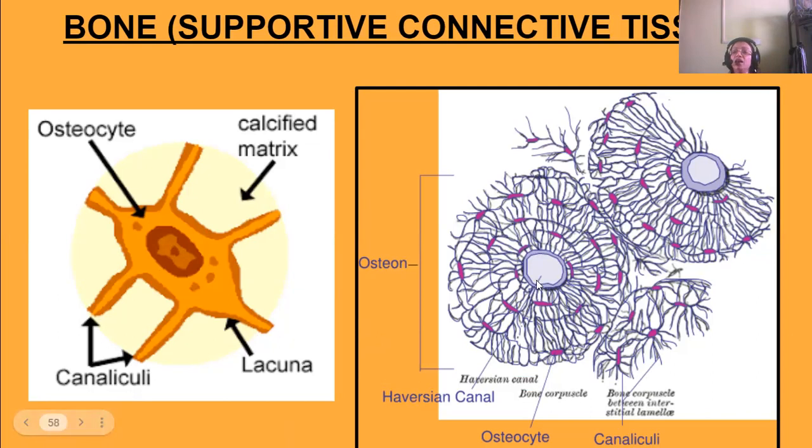So this is another picture of the bone tissue. This is the bone cell. This is the bone tissue, you can say. This is the Haversian canal. This is the bone corpuscle. Bone corpuscles are there between the interstitial lamellae. Canaliculi are there by which one bone cell is attached to the other bone cell.